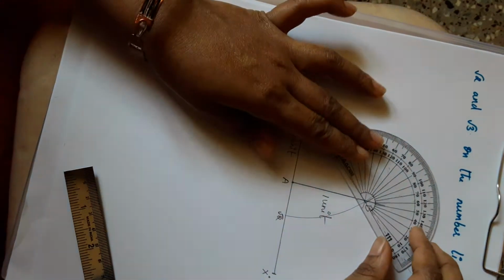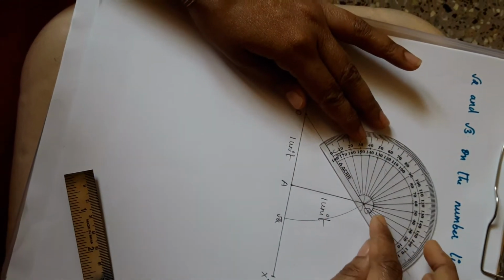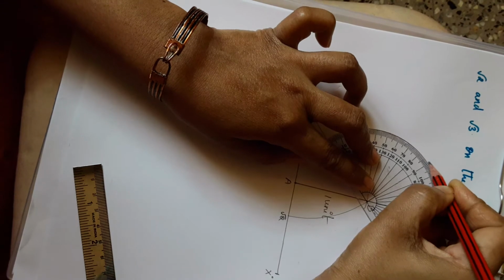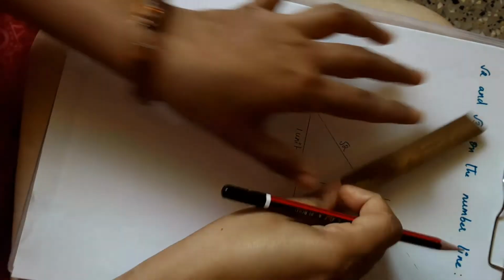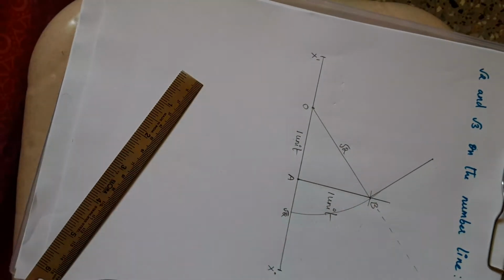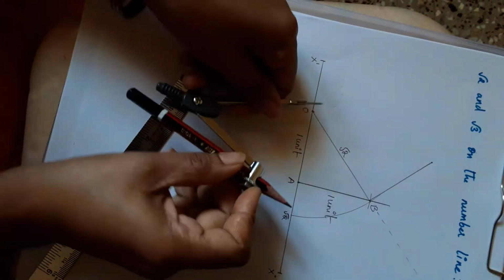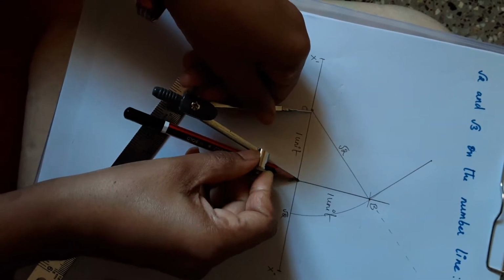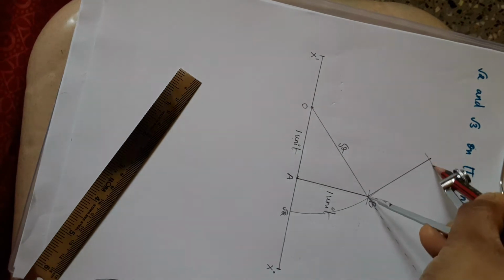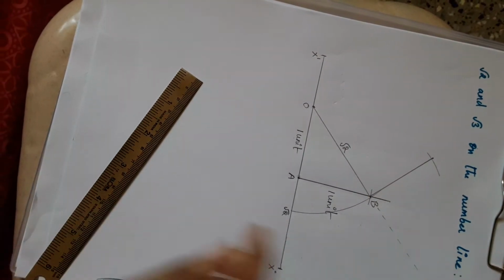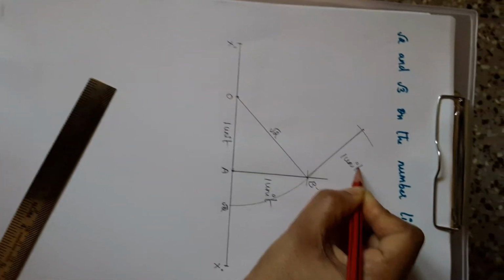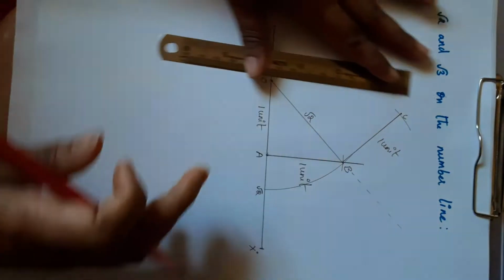Keep the protractor on this line so that 90 degrees is on the point B, and take 90 degrees and draw a perpendicular line from B. Again take 1 unit measurement from B, cut an arc on the line B. So we have taken 1 unit and name it as C. Then join OC.